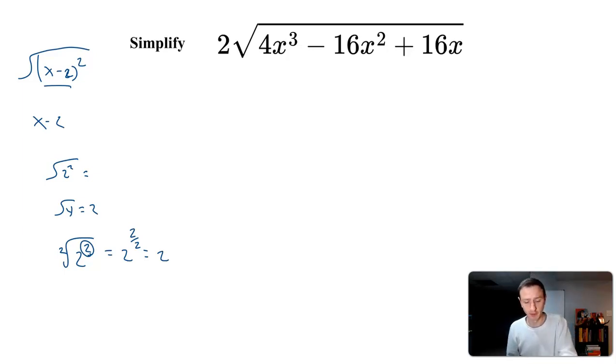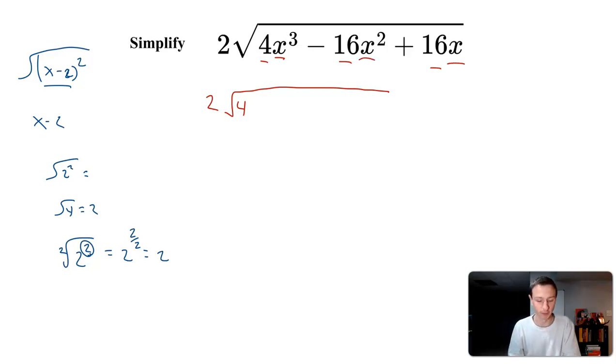Let's see. First of all, I'm noticing a 4, 16, and a 16, so I can factor out a 4, which is nice because 4 is a perfect square. So let's rewrite this: 2 radical, and I'm going to take out 4. I'm also factoring x to the third, x to the second, x to the first, so I can take an x out of all three of those terms. That means I'm dividing each term by 4x.